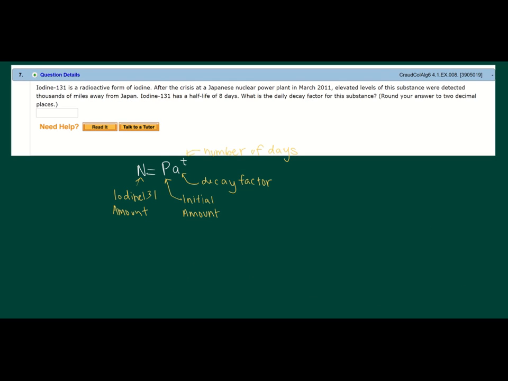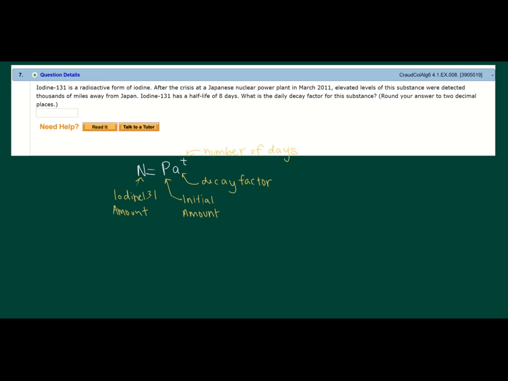All right, so in this science-based question, we are discussing a radioactive substance that I'm just going to call iodine, but it's called iodine 131. The amount of this substance has been measured a couple of times in this problem. They were able to detect a certain amount of the iodine at one point, and then 8 days later, they saw that only half of that original amount was still in existence.